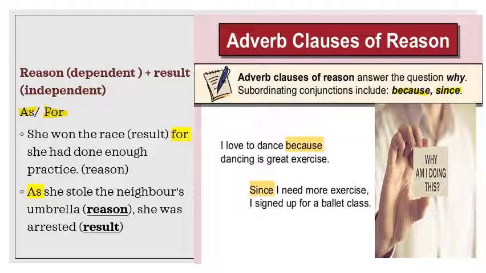As she stole the neighbor's umbrella, this is the reason clause. She was arrested, and this is the result, and the result is the main clause, and the reason clause is the subordinating clause. When I say main clause, I mean independent clause. When I say subordinating clause, I mean dependent clause. You see, I'm using them differently, sometimes I say main clause, sometimes independent clause, because I want you to know the names correctly.